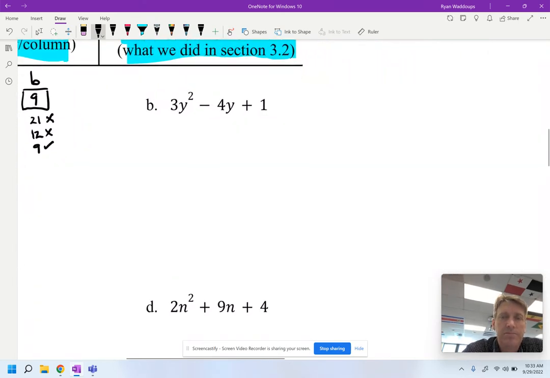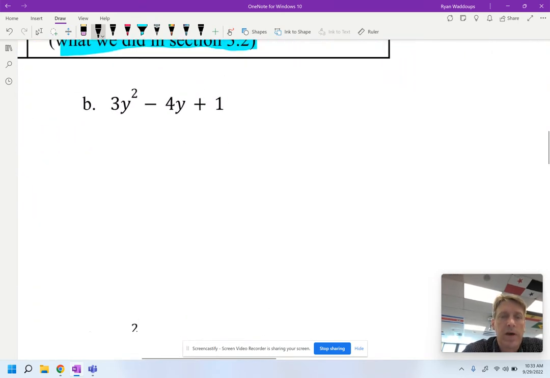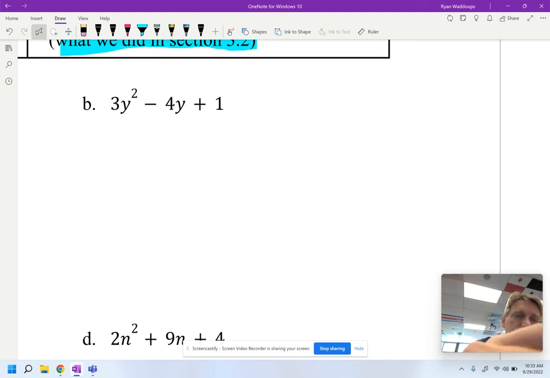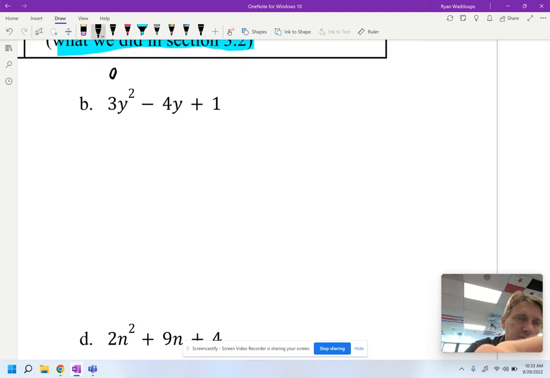All right, this next one, I've got 3y squared minus 4y plus 1. Again, our standard form is ax squared plus bx plus c. But if it makes it easier for you to see that, you can write this out with the variable.